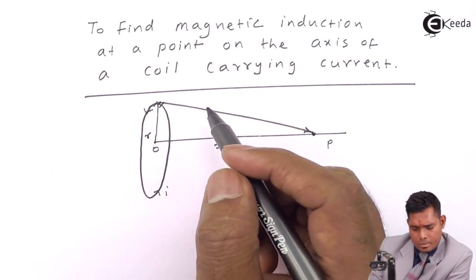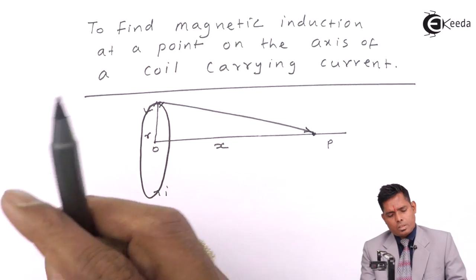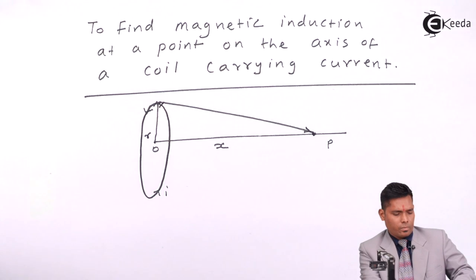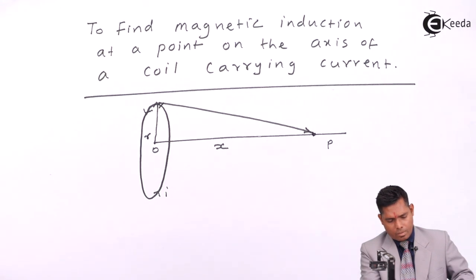What is the angle between this element and this vector? So this is the axis, something like that. It is always 90 degree. Wherever you keep, it is always 90. This and that will be always 90 degree.